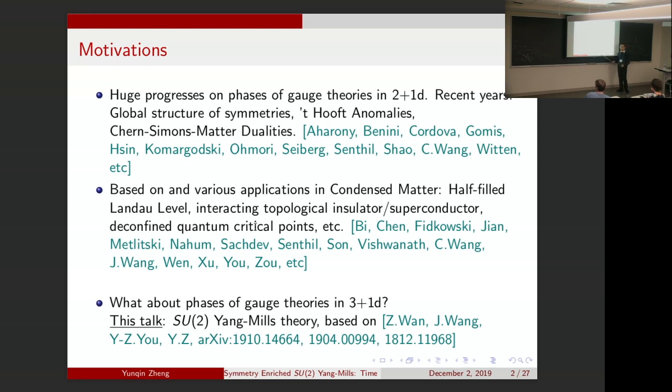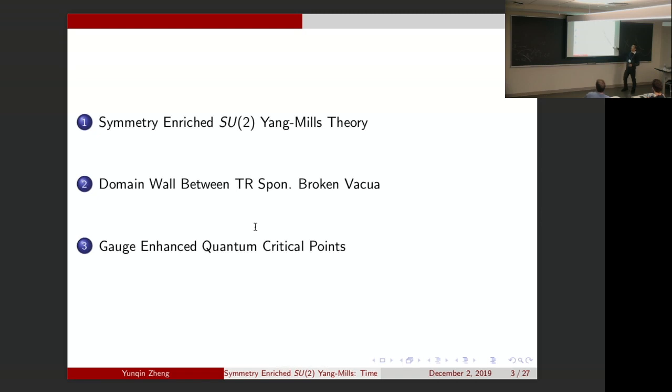The system I'm going to talk about is the SO(2) Yang-Mills theory. There are several reasons to consider SO(2) Yang-Mills theory. First, it's simple because it's only a pure gauge field, there's no matter field. Second, this theory is still non-trivial. There is a running coupling constant, and if we run to the IR, there may be some interesting dynamics that we need to explore. Okay, so here's the outline of the talk.